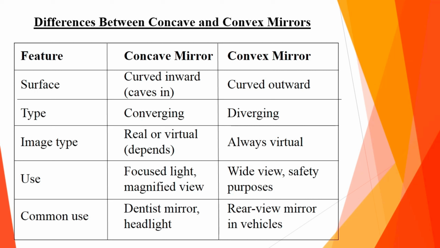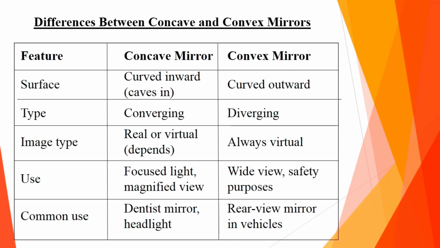What about the behavior of the light rays? That is converging and diverging. That means when a parallel light ray strikes the mirror, they reflect and meet at a single point called focus. But in a convex mirror, when parallel light ray strikes the mirror, they reflect and spread out as if they are coming from a point behind the mirror, which is the virtual focus.